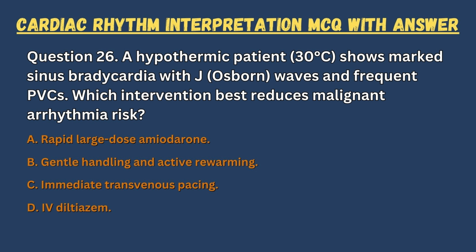Question 26. A hypothermic patient, 30 degrees Celsius, shows marked sinus bradycardia with J (Osborn) waves and frequent PVCs. Which intervention best reduces malignant arrhythmia risk? A. Rapid large-dose amiodarone. B. Gentle handling and active rewarming. C. Immediate transvenous pacing. D. IV diltiazem.